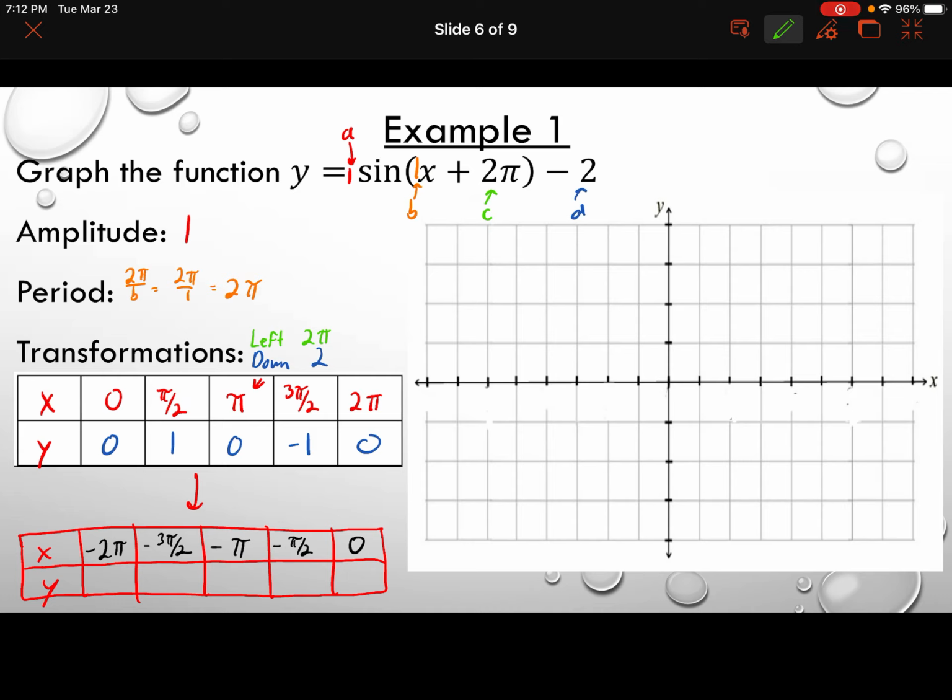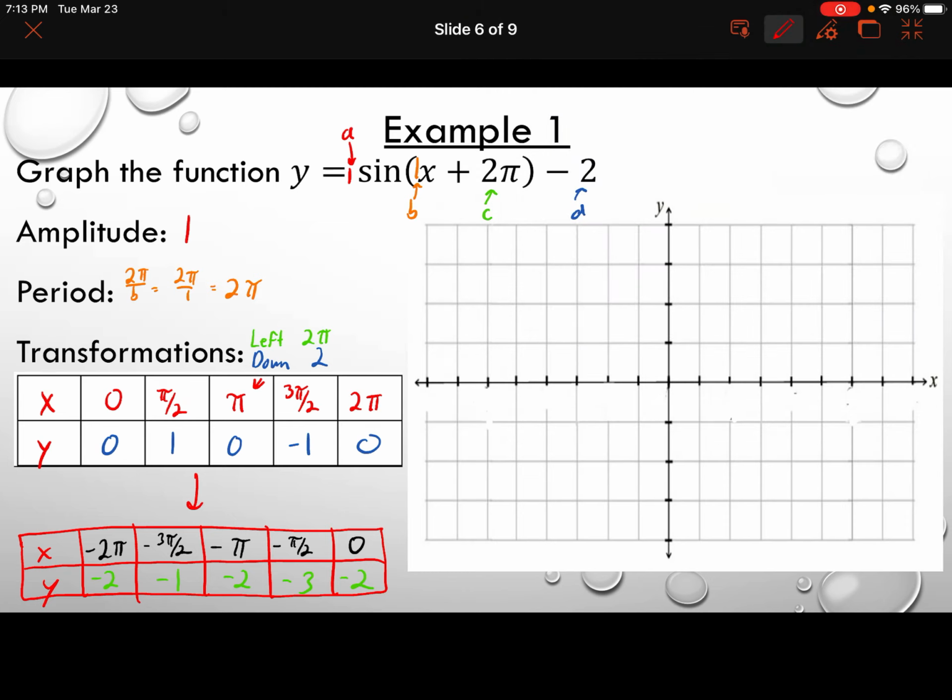And then our new y values, since our transformation was down 2, that means all our y values are also going to be subtracted by 2. Because if you're shifting something down, the y values are going to become 2 less. So 0 becomes negative 2. 1 becomes negative 1. 0 becomes negative 2. Negative 1 becomes negative 3. And then 0 becomes negative 2. You can easily verify these in a calculator just to make sure you're doing them correctly: 0 minus 2, 1 minus 2, 0 minus 2, and so on. So these are the points that we're actually going to be plotting.